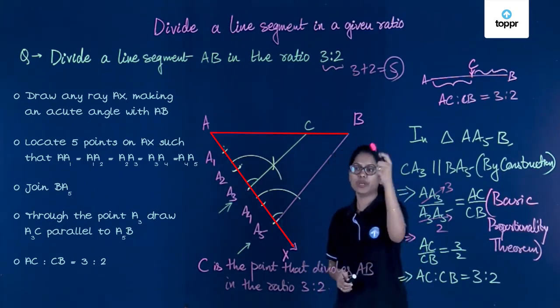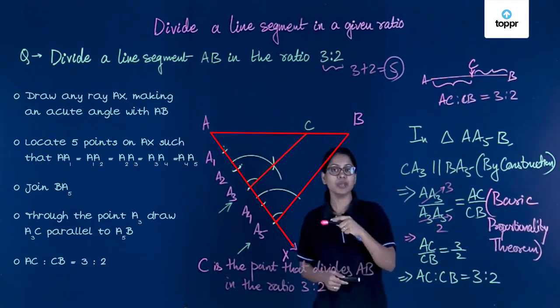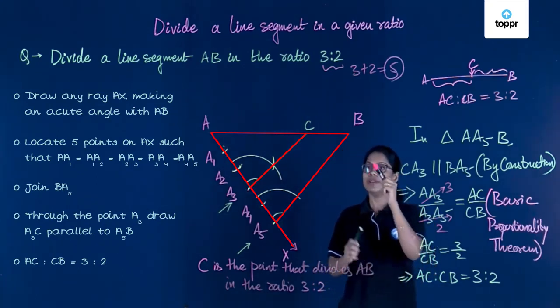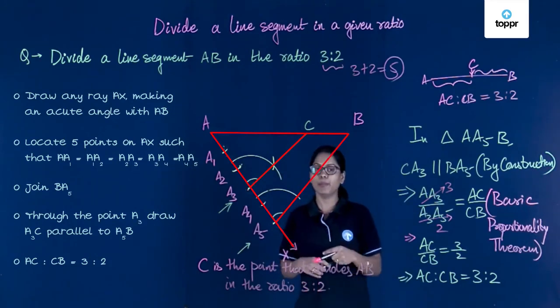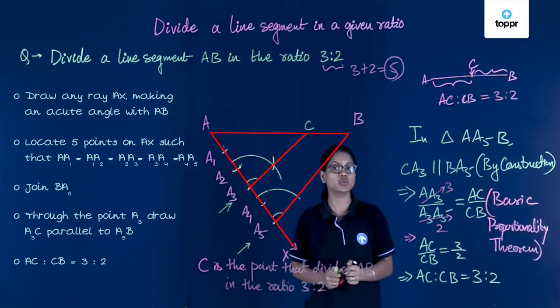The next step is to join BA5 and then construct a line CA3 in such a manner that CA3 is parallel to BA5. Then we arrive upon C, which is the required point that divides the line segment AB in the required ratio, that is 3 is to 2 in this question.